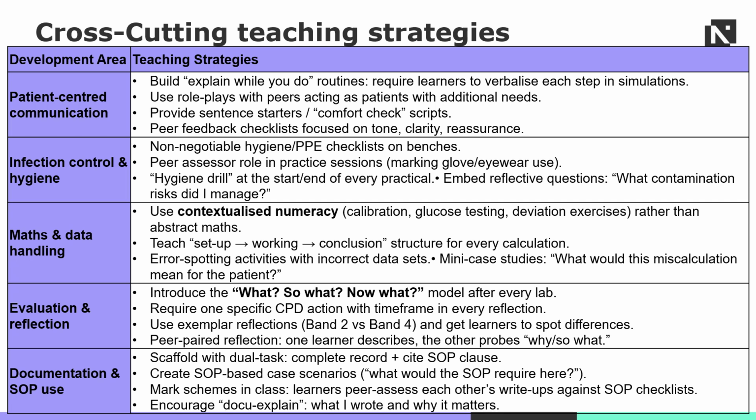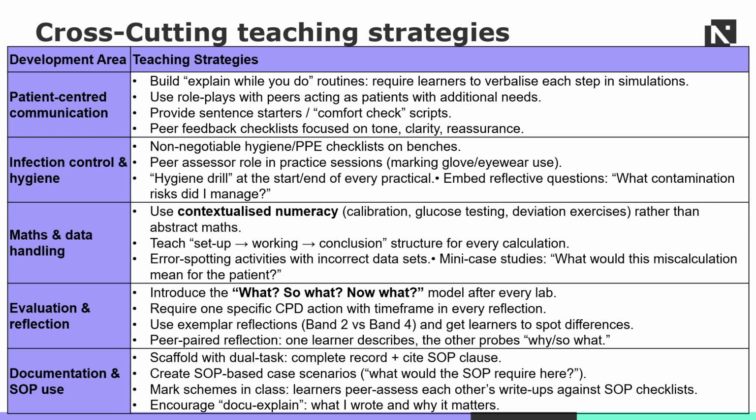Next, infection control and hygiene. Although performance improved from last year, lapses are still occurring with PPE, eyewear and equipment clean down. The best way to tackle this is to make hygiene non-negotiable. Put checklists on your benches, learners can take turns as peer assessors to monitor PPE use, and you can start and end every practical with a hygiene drill. Embedding reflection questions like, what kind of contamination risk did I manage? helps learners understand the why as well as the what.